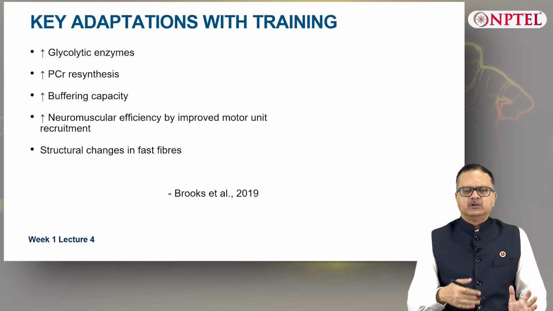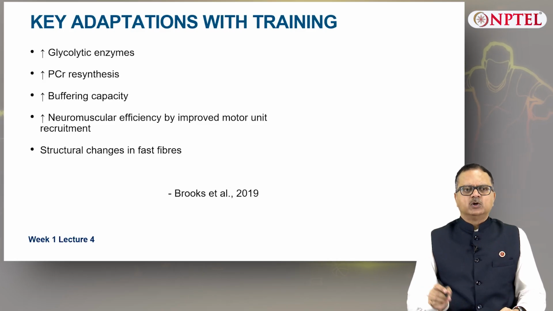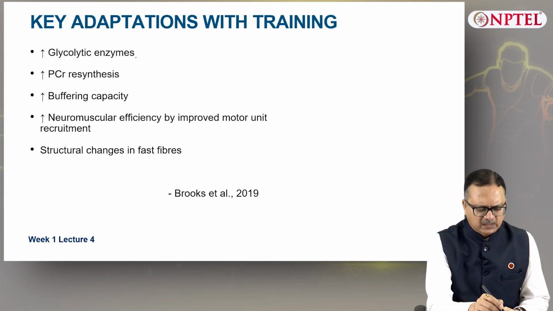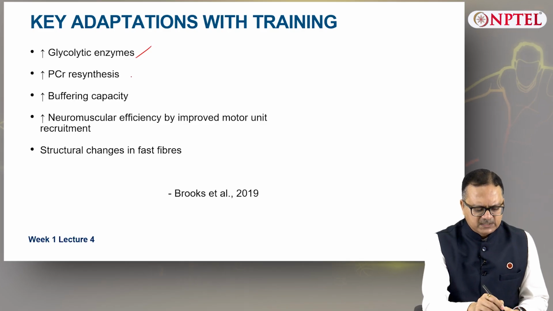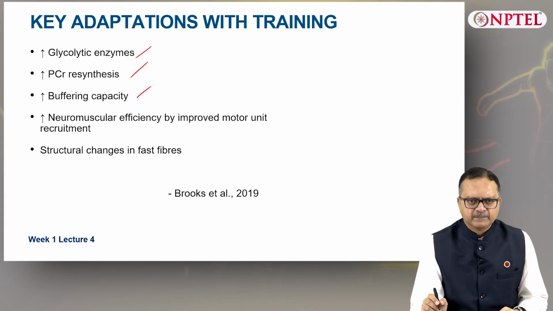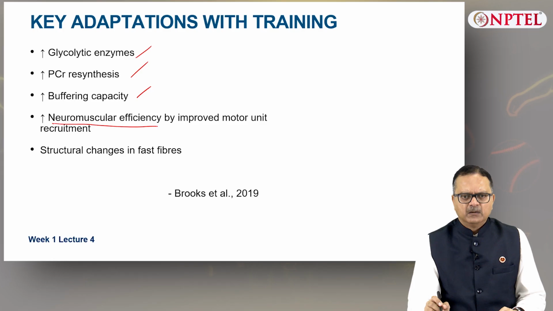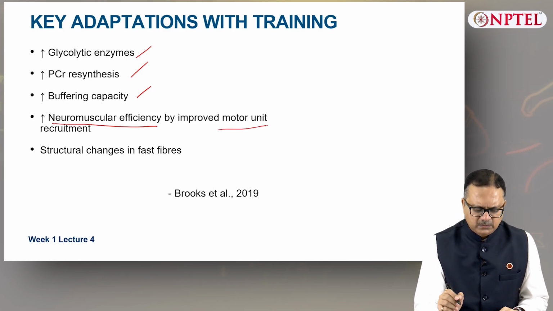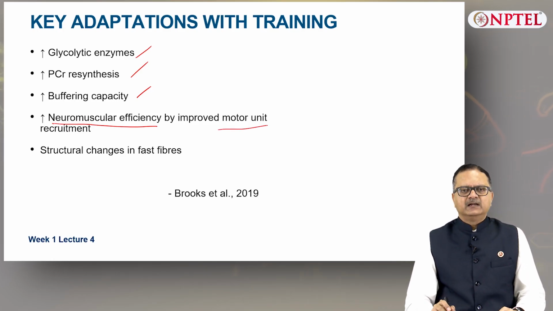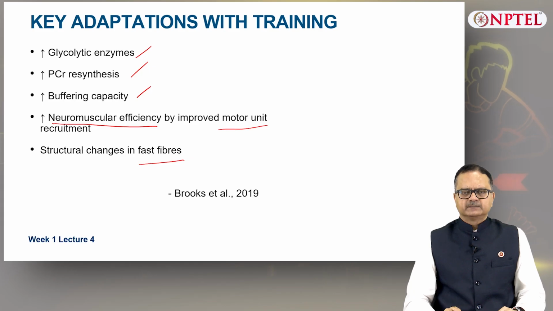So, how do you improve? What are the key adaptations with training? With anaerobic training, there is an increase in the glycolytic enzymes, increase in the PCR resynthesis, increase in the buffering capacity, improvement in neuromuscular efficiency by motor unit recruitment, and there are structural changes which occur in the fast twitch muscle fibers.